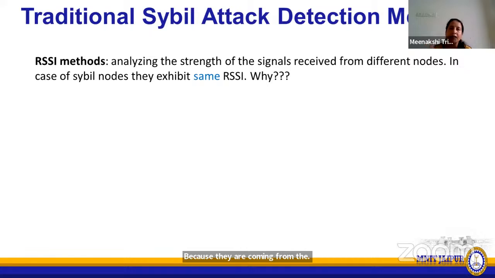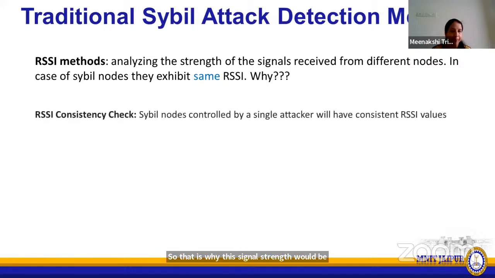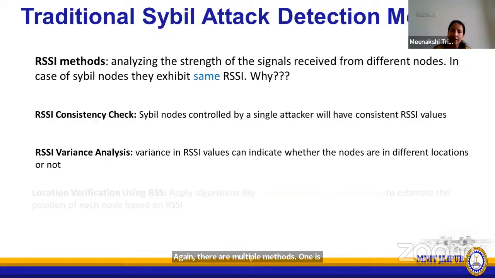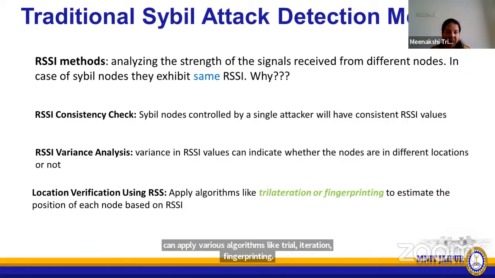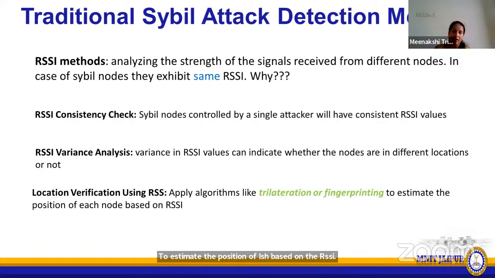So that is why this signal strength would be same. Again, there are multiple methods. One is the RSSI consistency check, RSSI variance analysis, and then location verification using RSSI. We can apply various algorithms like trilateration and fingerprinting to estimate the position of each node based on the RSSI. And if multiple nodes are showing the same location, that means only one single entity is there, which is creating the multiple fake entities. So chances of Sybil nodes are there.